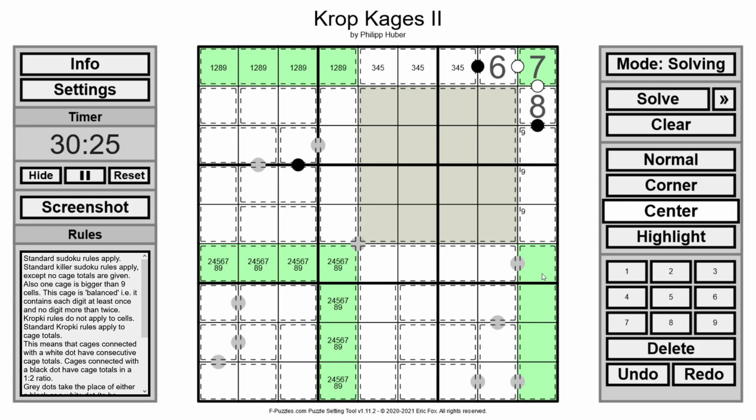Now, we know 3 and 5 are only once in the blue cells, so they're only once in the green cells. 3 and 5 are not in these cells. 5 is down here, but the 3 is not in here, so we definitely know there needs to be a 3 in this cage.